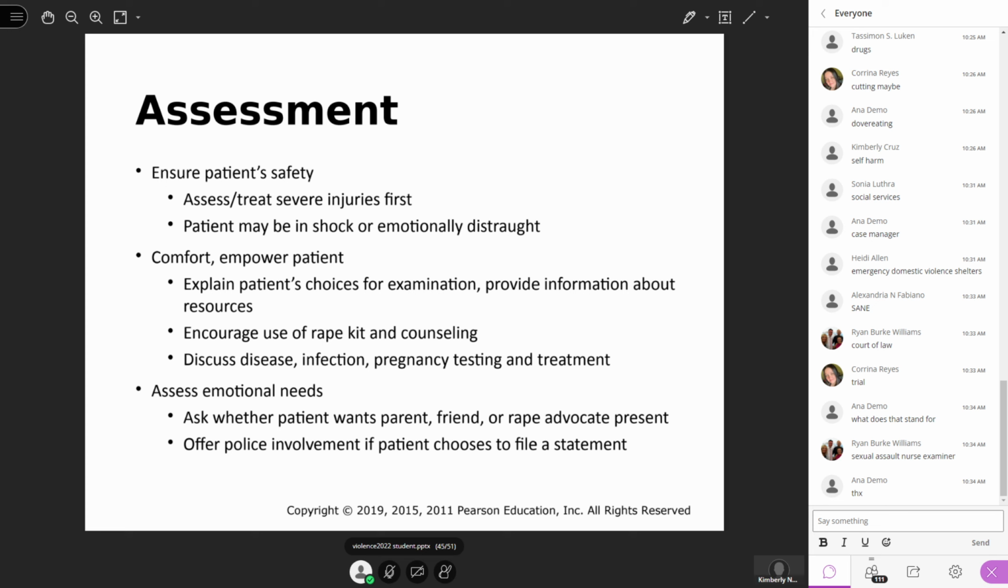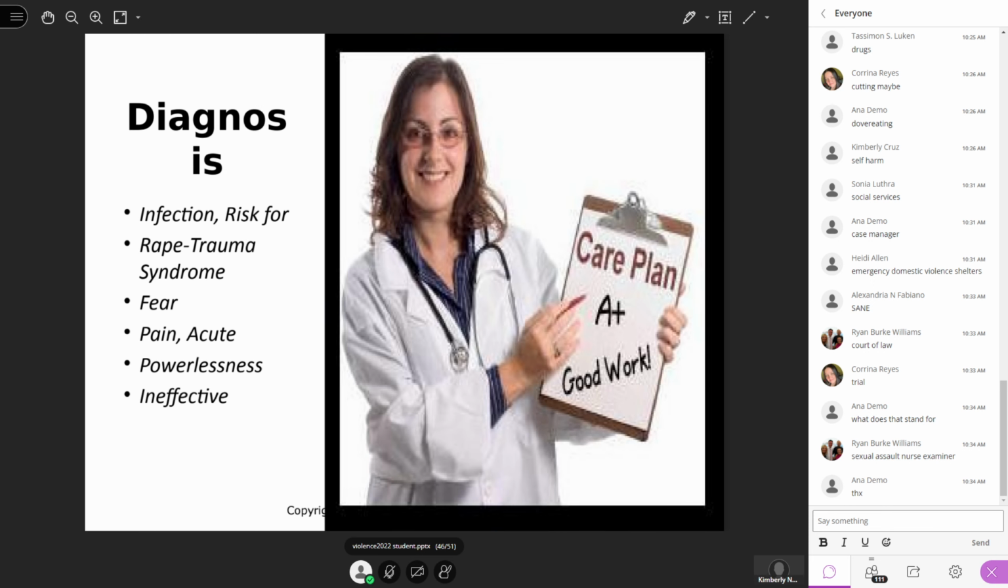The person has the right to involve the police, and it's their choice to file a statement or not. So we want to make sure that we offer them that information, right? Depending upon the person's age, they might not have the right. We are going to be contacting the authorities or somebody, making sure that it's reported. Right.